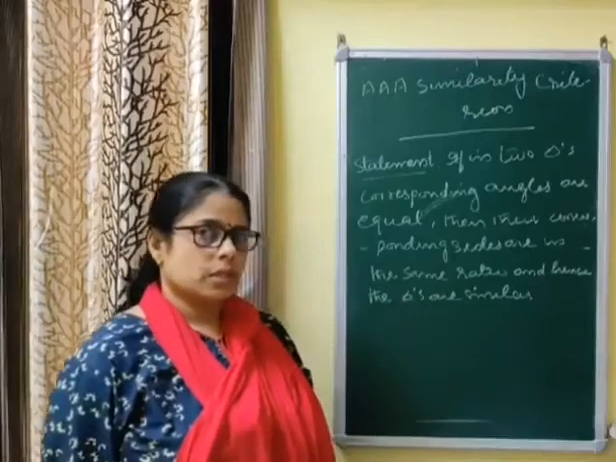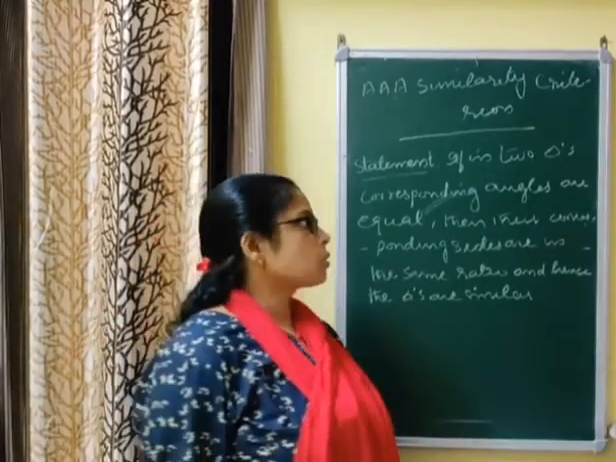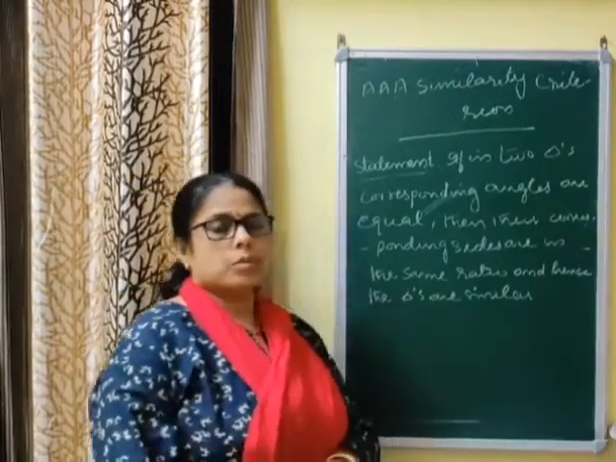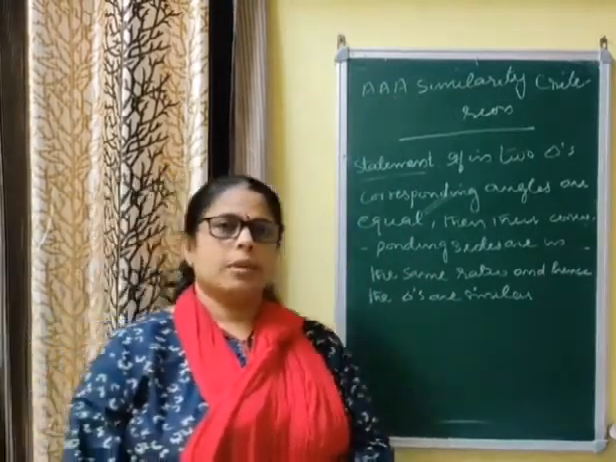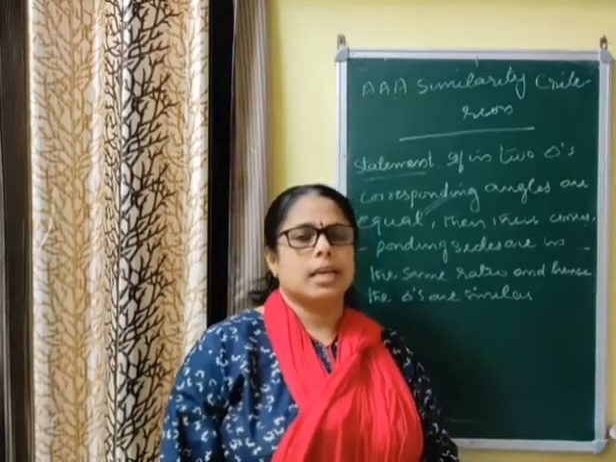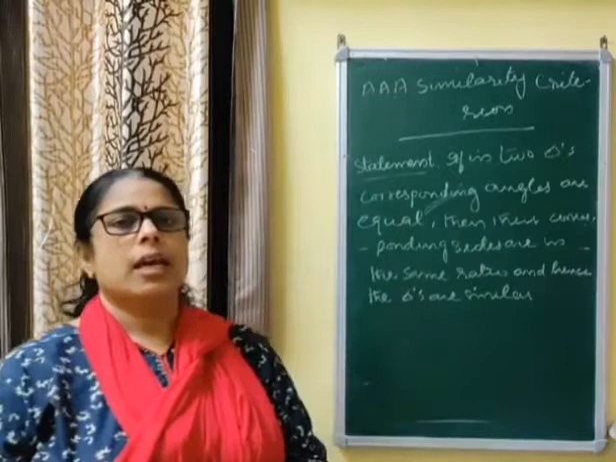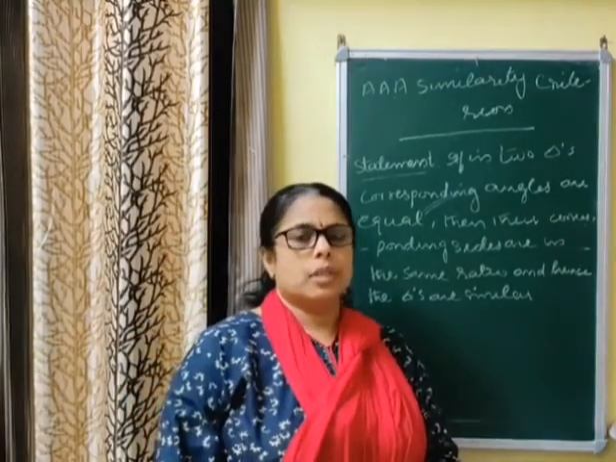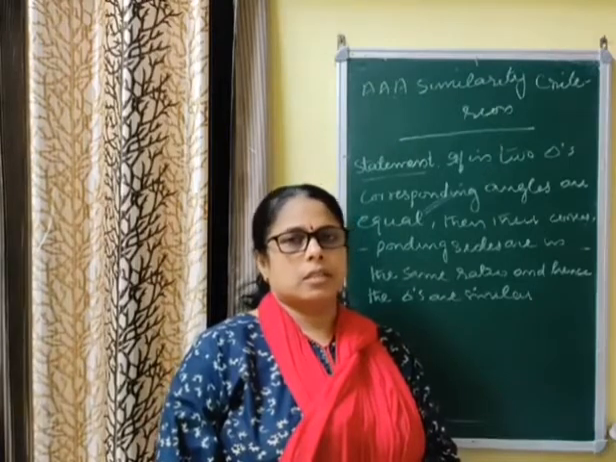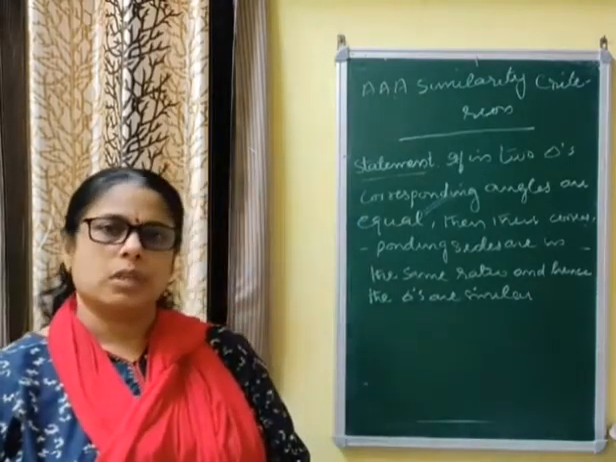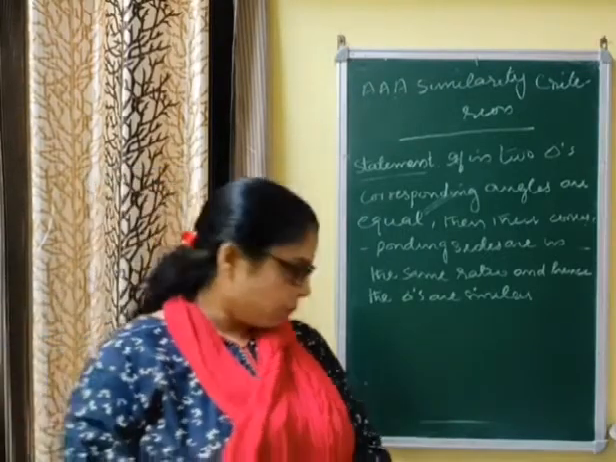Good morning, students. Now let us continue chapter 6. Today we will discuss the similarity criterion. There are 4 types of similarity criterion: AAA similarity criterion, AA similarity criterion, SSS similarity criterion, SAS similarity criterion. AAA similarity and AA similarity are the same. If we can use AAA similarity to prove any question, then we can use AA also.